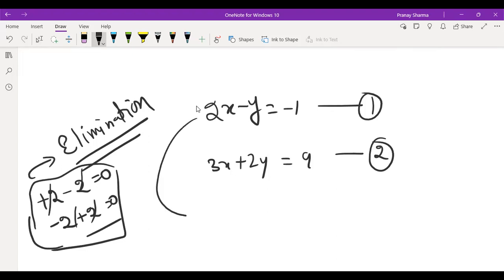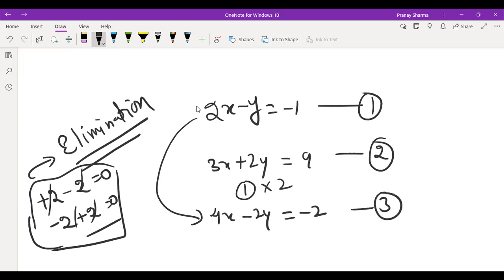Now, people, if you observe equation number 1 carefully, if I multiply equation 1 by 2, it will become 4x minus 2y equals minus 2. I'll be calling this equation number 3. Why have I multiplied it by 2?